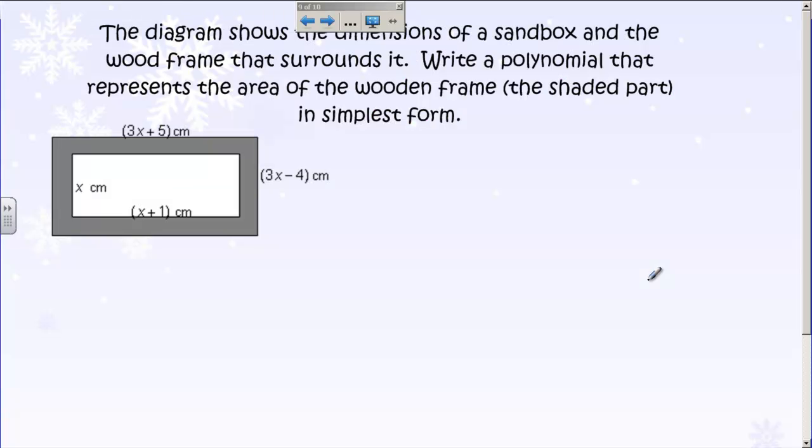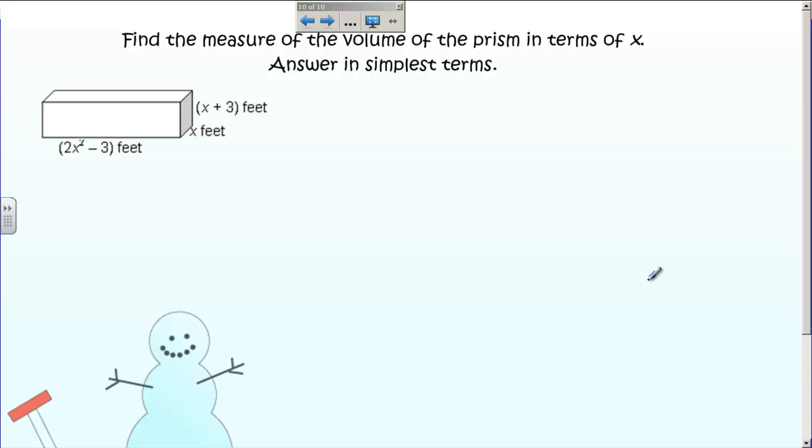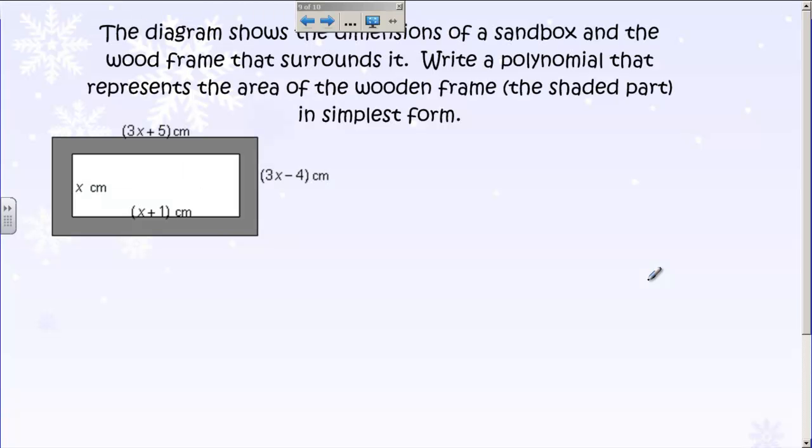This is a shaded area problem, and this is a volume problem. We're going to go ahead and take care of the shaded area problem because it involves multiple steps, and this will be our last one. So you have a diagram that shows the dimensions of a sandbox and the wood frame that surrounds it. Write a polynomial that represents the area of the wooden frame, or the shaded part. So I'm trying to find the area of the shaded region. So the first thing I have to do is the area of the whole thing. So I have to do 3x plus 5 times 3x minus 4.